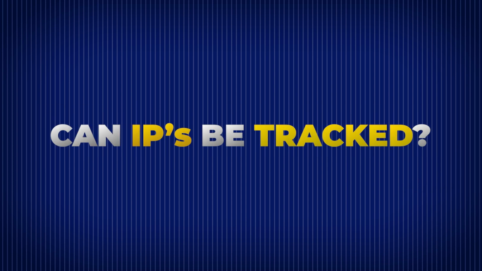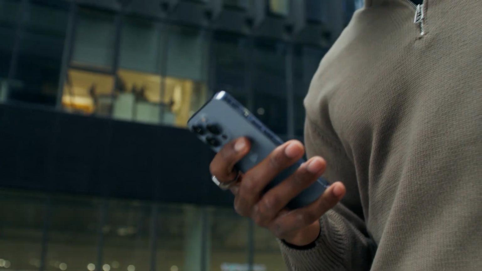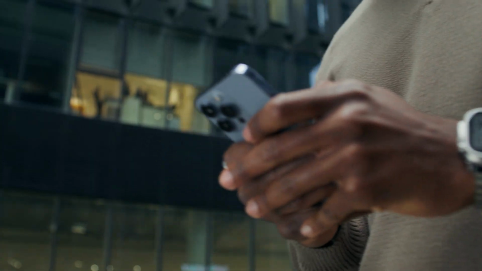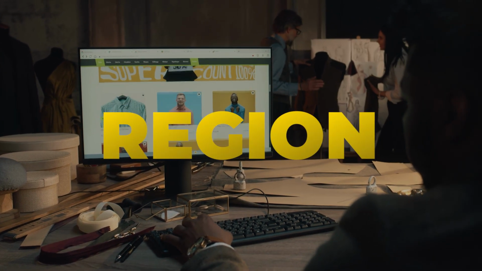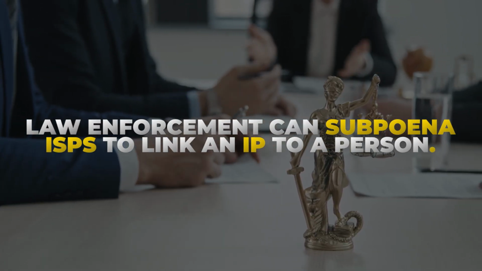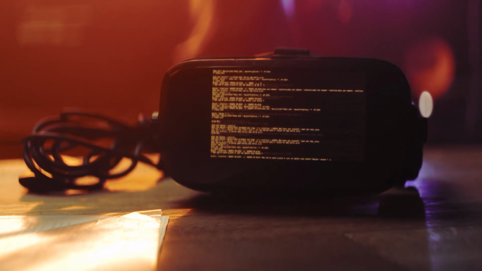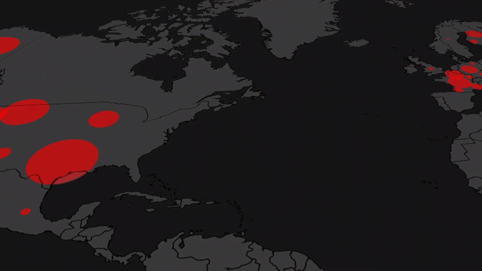Can IPs be tracked? Yes, but not like in movies. Your ISP knows exactly what IP you were using and when. Websites log your IP to track traffic, users, and region. Law enforcement can subpoena ISPs to link an IP to a person. But your IP alone won't give someone your name or address. It shows a region, often down to the city, not your house.